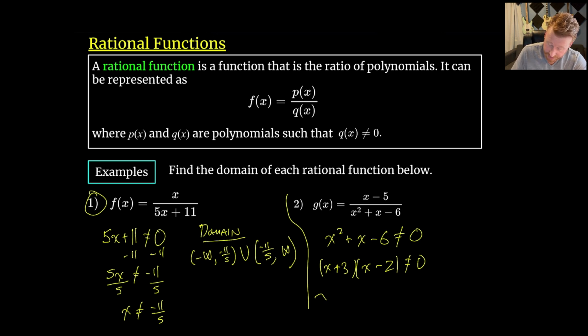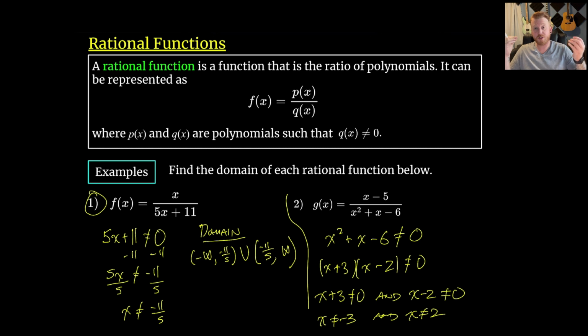So this tells me that x plus 3 cannot be equal to 0, and x minus 2 cannot be equal to 0. So x can't be equal to negative 3, and x can't be equal to 2. So here there are going to be two spots that we need to remove from the domain.